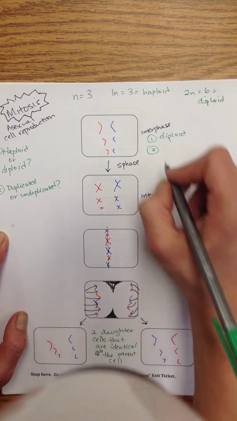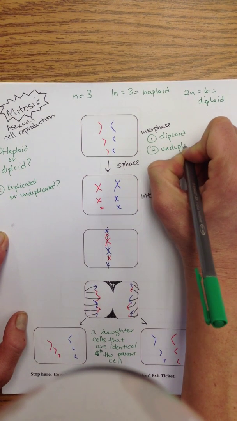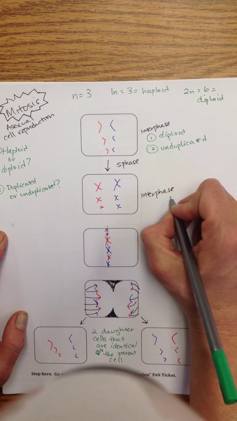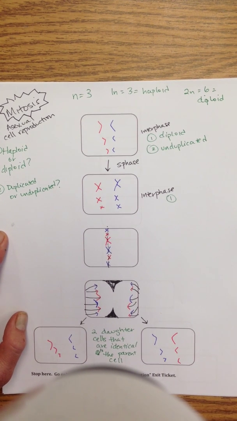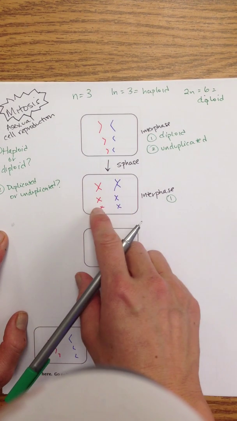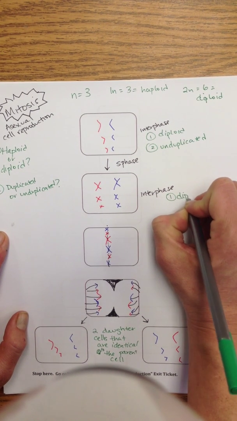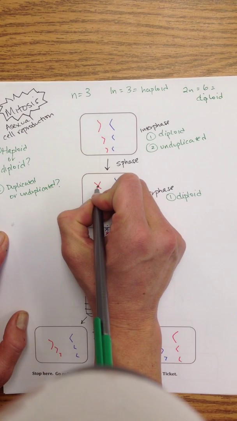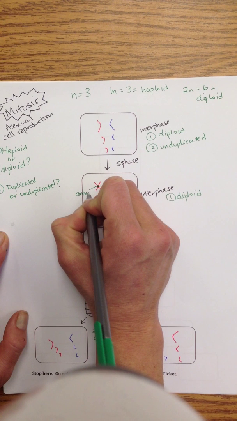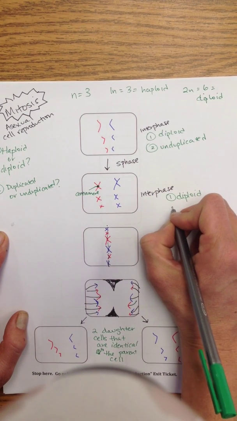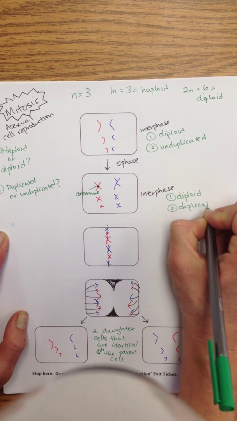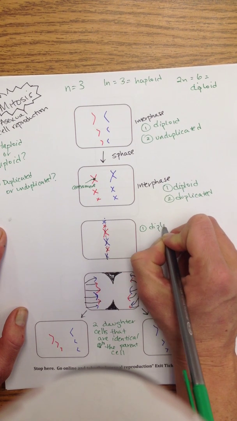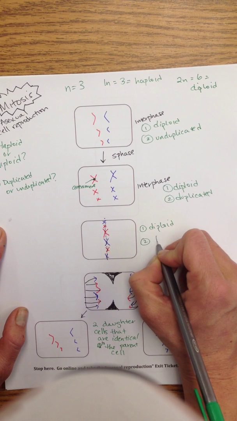And 2, is it duplicated or unduplicated? It's unduplicated. After it goes through S phase, I'm going to ask myself the same question. 1, how many chromosomes? So I can count up 1, 2, 3, 4, 5, 6. It's still diploid. I didn't get more chromosomes, but I did make copies that are stuck together at the centromere. So it's diploid, and it's duplicated. Right here in the middle of mitosis, still diploid. They're still duplicated.